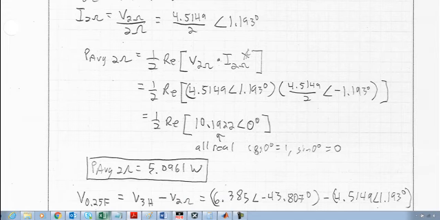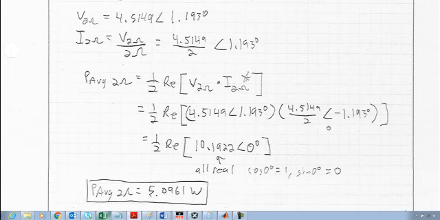So now the average power once again is 1/2 real the voltage phasor multiplied by the conjugate transpose of the current phasor. So here's 1/2 the real. Here's my voltage phasor for the voltage across the 2 ohm resistor, and here is my conjugate transpose.